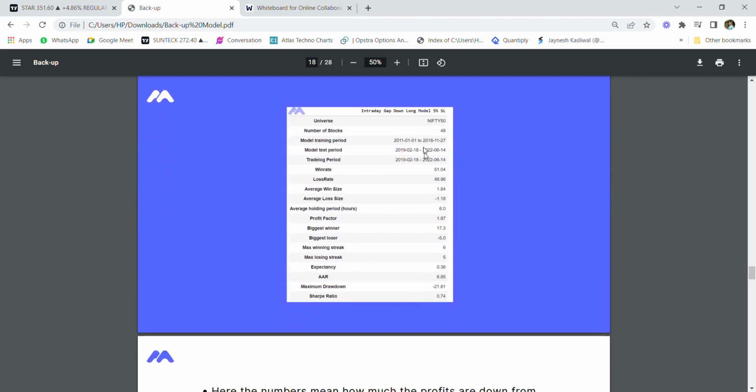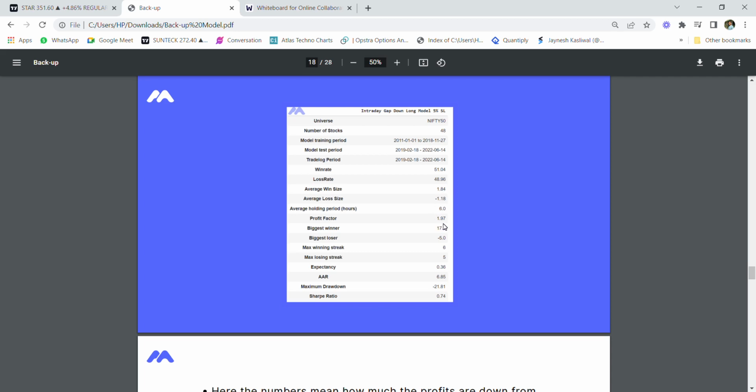Now the universe that we have tested is Nifty 50, and the gap down long model with a 5% SL. The average win size is around 1.84%, on a capital of 1 lakh rupees. The average profit that we have made is around 1,840 rupees, that is 1.84%.